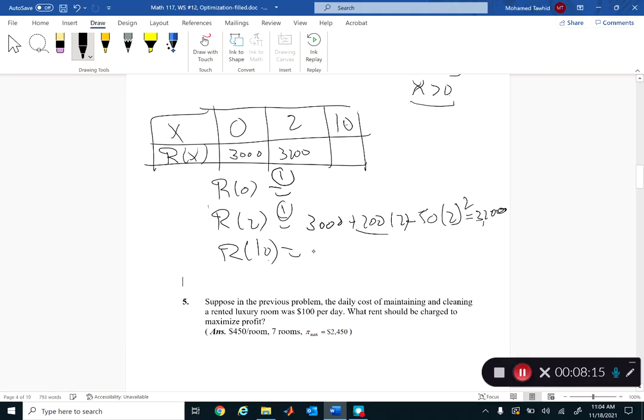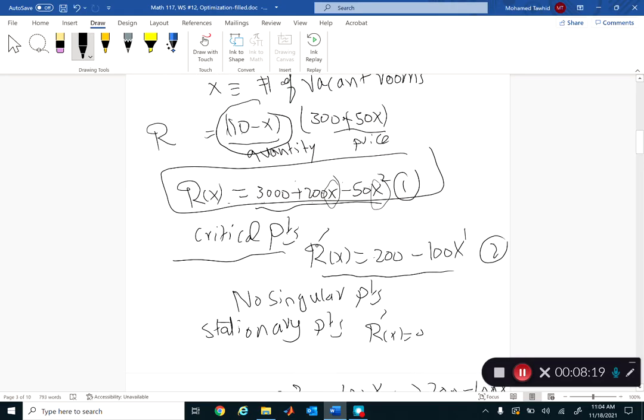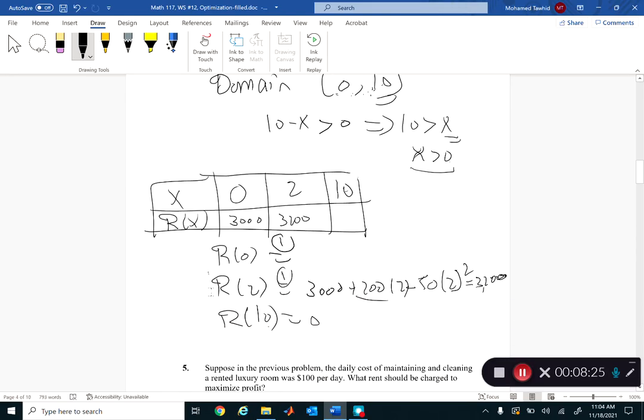What is r of 10? It turned out to be 0. Just go ahead and put it in equation number 1. Just replace x by 10. It simplifies, you get 0. So here I got 0.